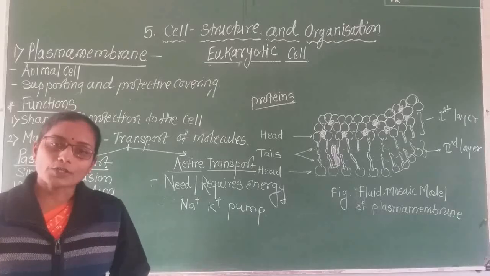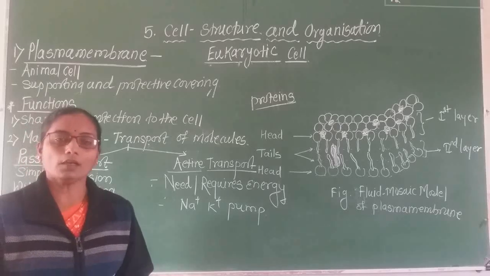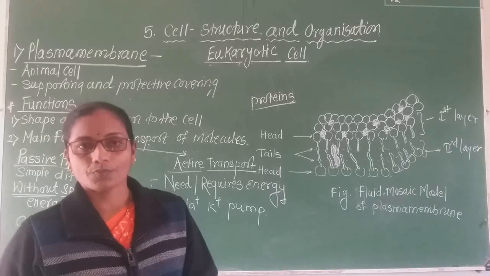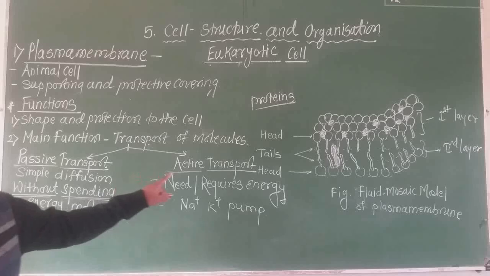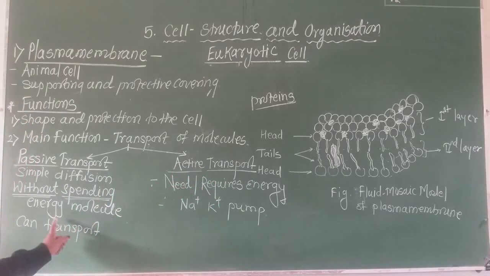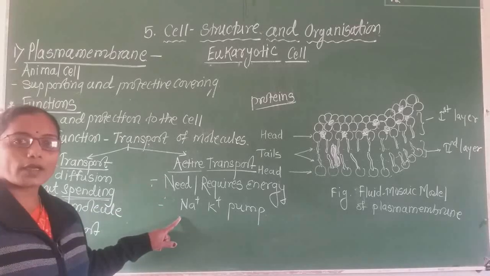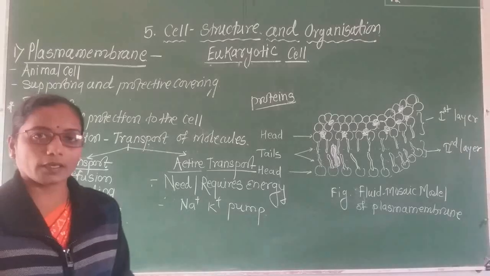In functions, the first function is to give shape and protection to the cell, and the second main function is transport of the molecule. This transport is of two types: first passive transport, second active transport. In passive transport, there is no need of energy for the molecules to move across the membrane, but in active transport, it requires energy for the movement. I think you are clear about this.